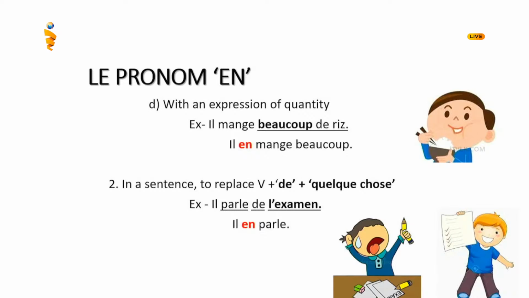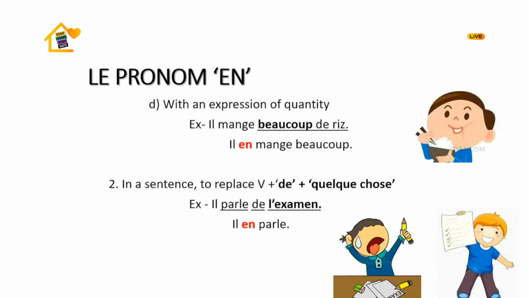And there is another instance where you can use the pronoun en. Think that you have a sentence. The verb. After that, if you have the preposition de, and if you have quelque chose, that means something. Verb plus de plus quelque chose. There are some verbs in French like this. Can you remember? Parler de, s'occuper de, venir de, avoir besoin de, avoir envie de, what else? Rêver de. So there, after the verb, we use the preposition de. Then we add quelque chose. That means something. To replace de plus quelque chose, there you can use the pronoun en.